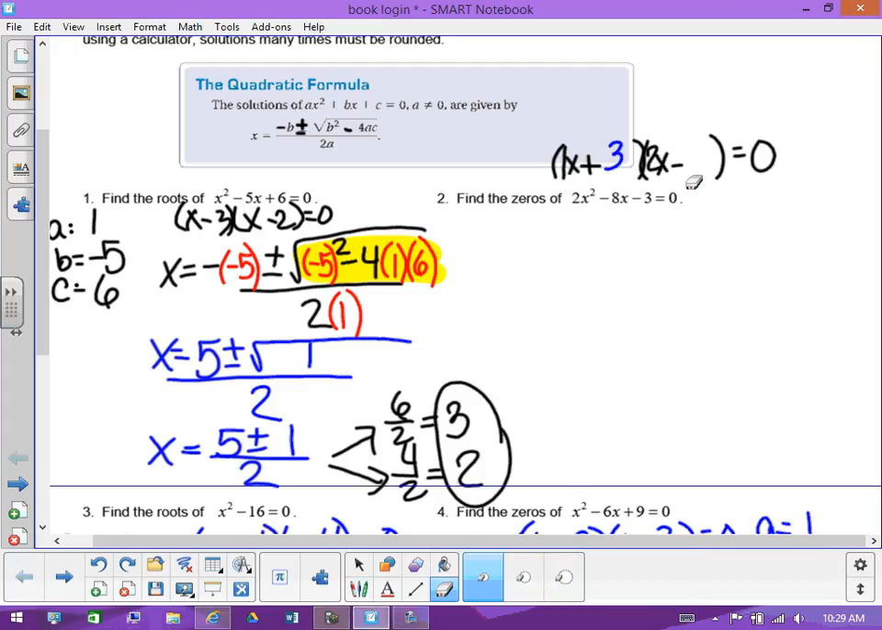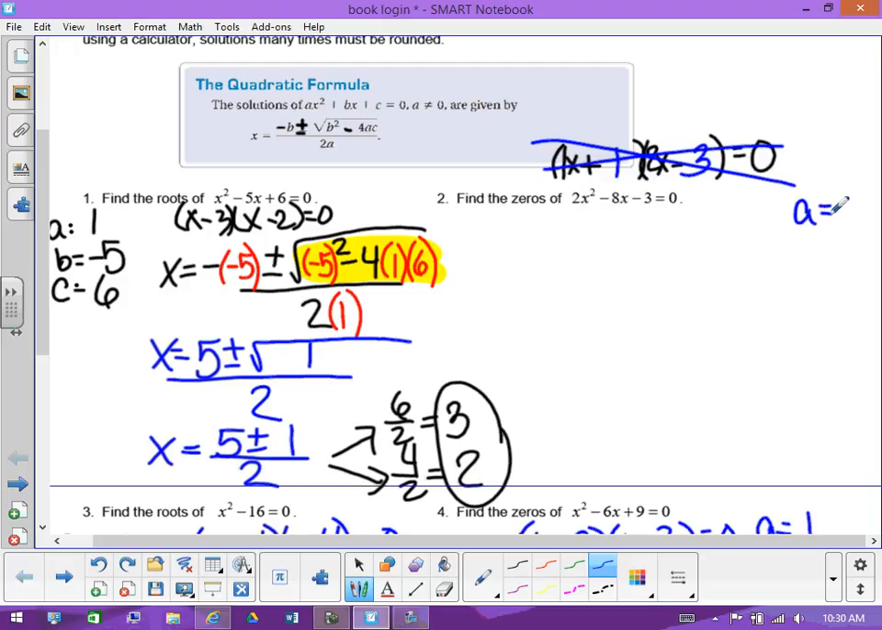Okay, well, I'm going to switch it. Put 3 here, 1 here. That's -3 and 2. Still doesn't work. That tells me that there's not integer numbers that are going to give me this solution. So factoring is a problem there. This is why we want quadratic formula. So we need our A, B, and C. What's A here? 2. What's B? -8. And what's C? -3.